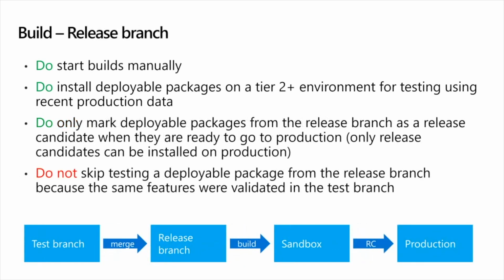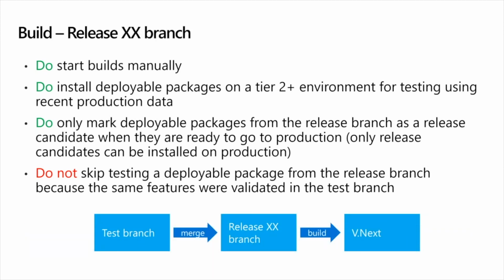The release branch is similar. You start the builds manually because things are merged from the test branch manually. You install the deployable package on a tier 2 environment for testing using recent production data. And when they pass validation, you mark the deployable package as a release candidate so that it can be installed on production. Make sure that you test the deployable packages from the release branch, even if the same features were tested in the test branch build, because the release branch and the test branch are likely not the same.